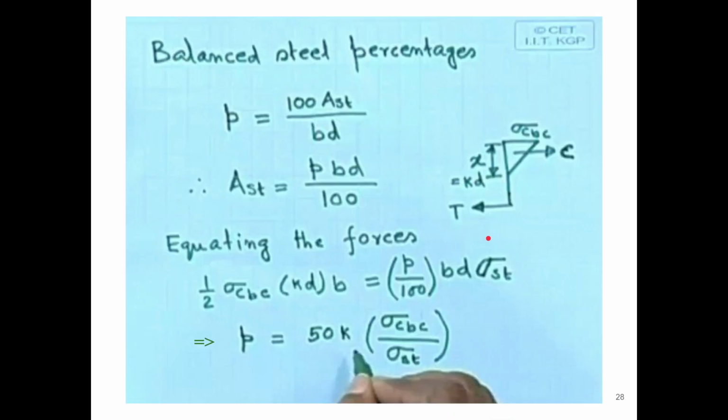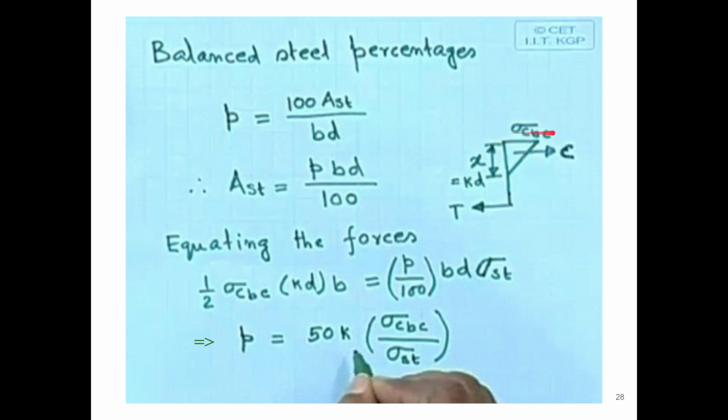So balance steel percentage is, as I told you, the reinforcement index, and this is equal to 100 into AST by BD. If 100 is not there, it will be in fraction. Therefore AST is equal to PBD by 100, right? And this X equal to KD. So this is the lever arm.